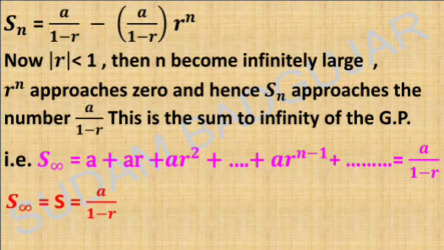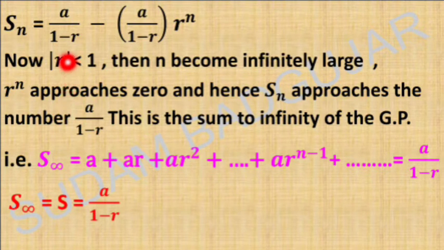So you must remember, if the absolute value or modulus of R is less than 1, then the sum to infinity is denoted by capital S is equal to A upon 1 minus R. And this is a very simple formula.